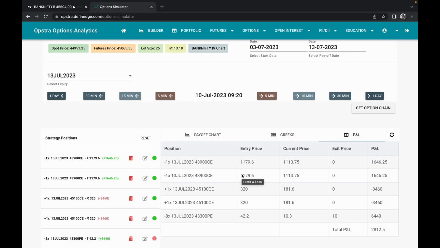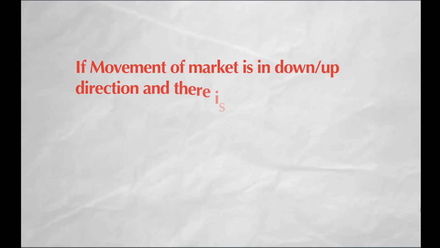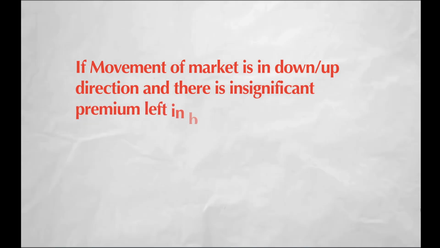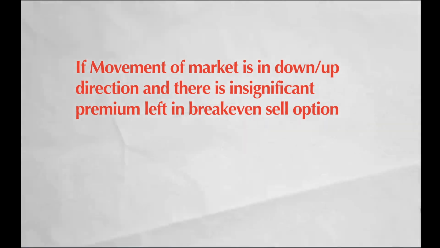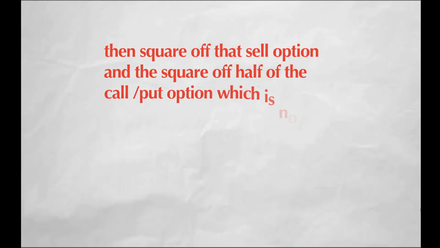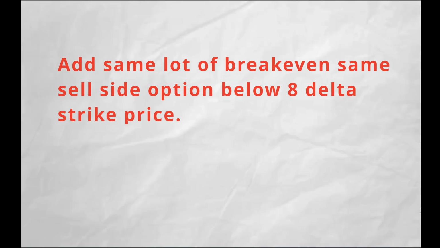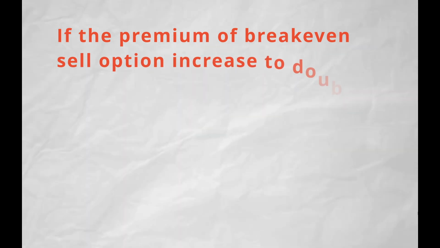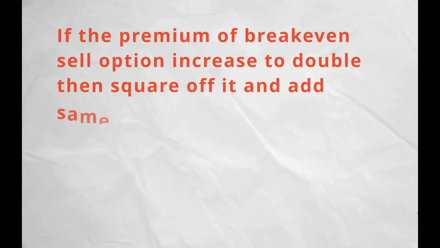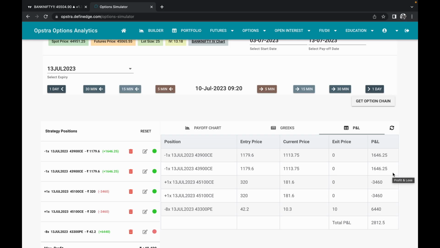Now let me tell you our first rule. If movement of market is in down or up direction, and there is an insignificant premium left in the break even sell option, then square off that sell option and square off the call or put option which is not aligned with market direction. Add the same lot of break even, same sell side option below 8 delta strike price. If the premium of the break even sell option increases to double, then square off it and add the same lot in the opposite sell option. Now as per our rule, we are going to do our adjustment.